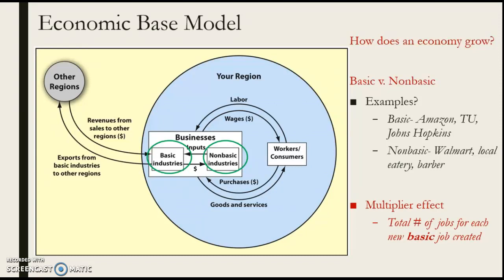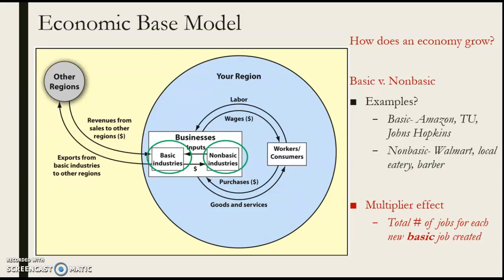If this doctor has a family, their children may go to a local school or daycare center. They're going to need to buy groceries. They're going to need to buy clothes. They're going to spend their money earned at Hopkins in the local economy. So a place like Johns Hopkins, which serves people from all over the world, is drawing money into the Baltimore region. That money is then spent to support, to generate demand for new, non-basic businesses.